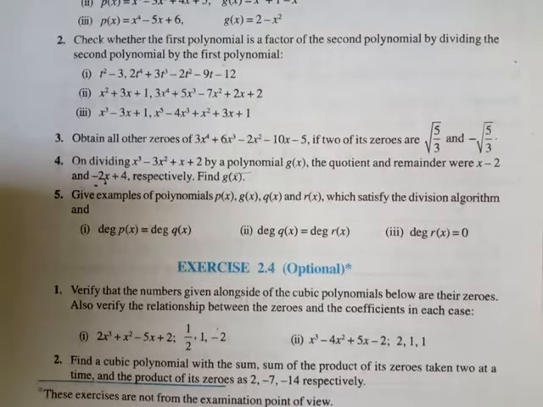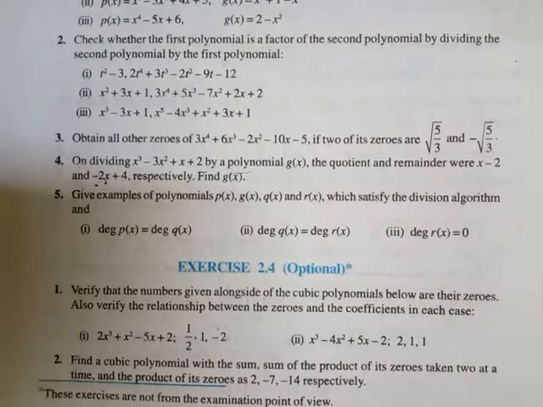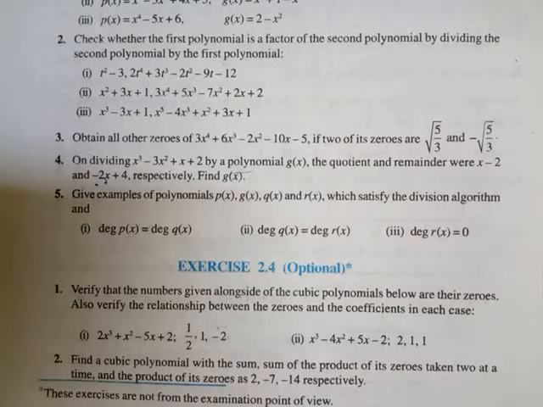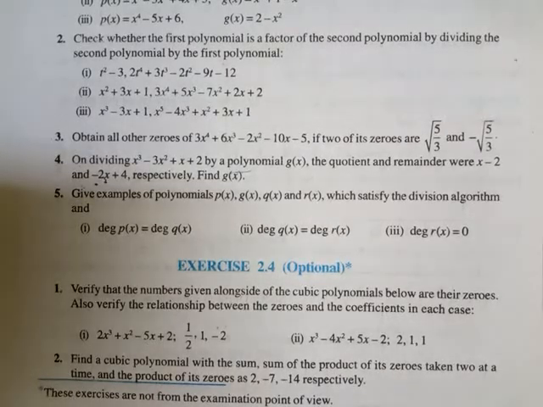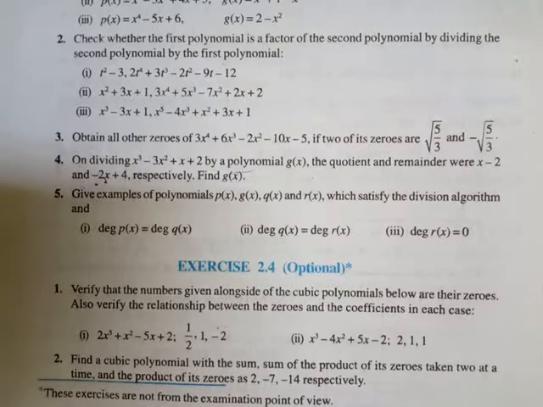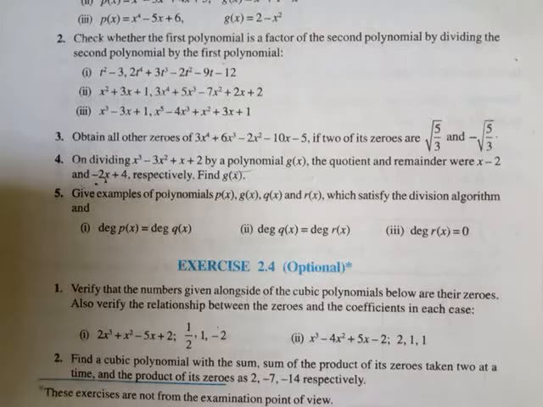Now look student, question number 3, exercise 2.3. Obtain all other zeros of this polynomial given: 3x to the power 4 plus 6x cube minus 2x square minus 10x minus 5, if two of its zeros are root over 5 by 3 and minus root over 5 by 3. Which means two zeros are given, root over 5 by 3 and minus root over 5 by 3. These are the two zeros, and the polynomial is also given.